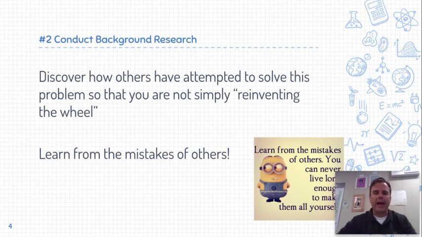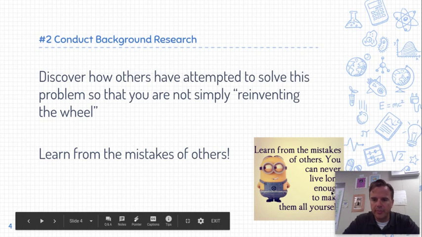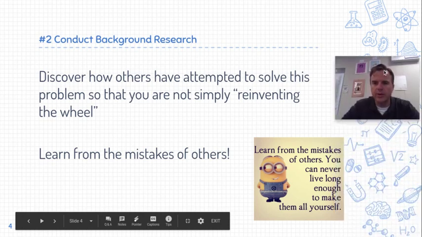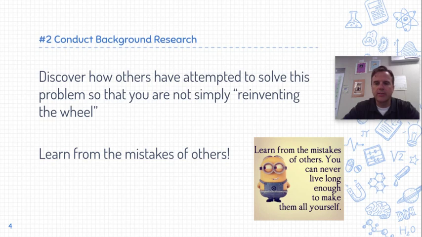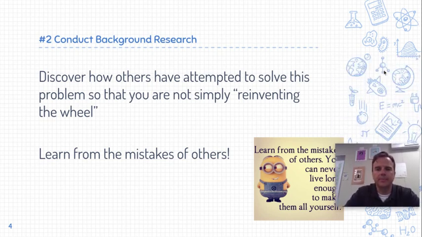Number 2 is conduct background research. The whole idea here is you want to make sure that you're not reinventing the wheel. And I like this little statement down here. Let me move my picture so that we can read it more easily. It says, learn from the mistakes of others. You can never live long enough to make all of them yourself. So the idea with researching is it helps us focus on where the main problems need to be solved, and it saves a lot of time by figuring out what other people have tried and then looking at how we can improve upon what they have done.